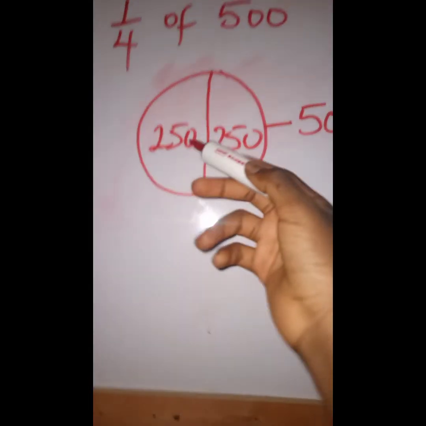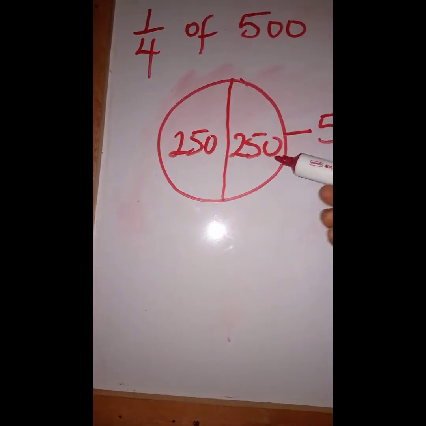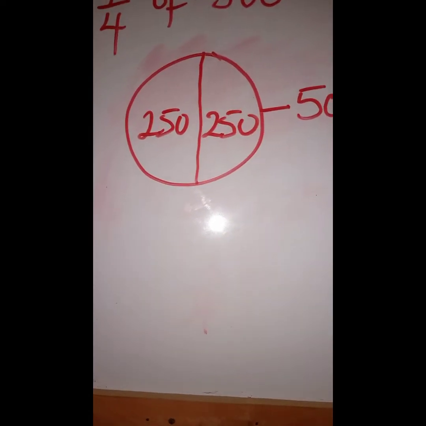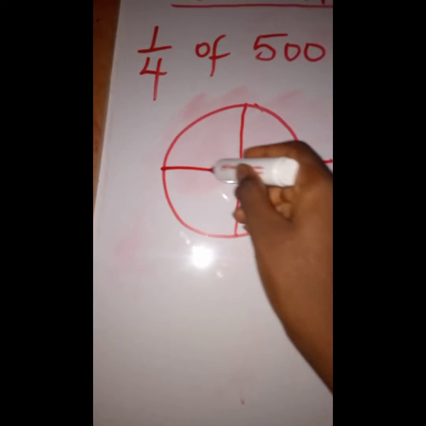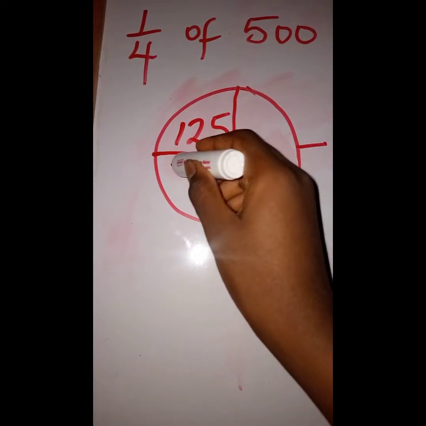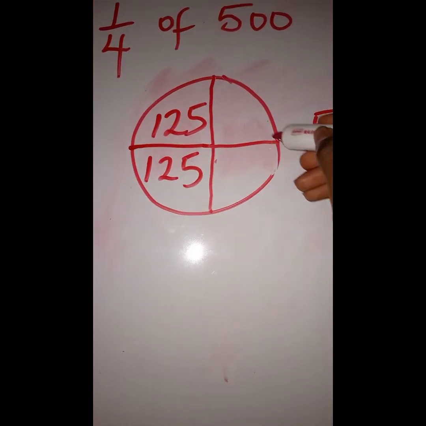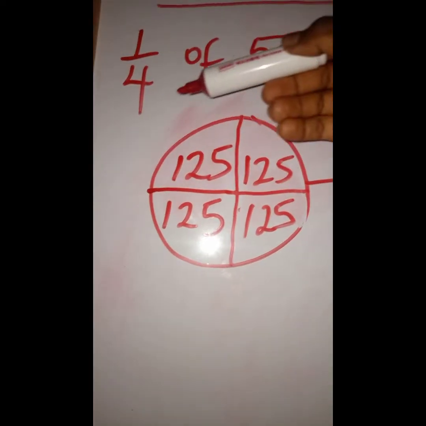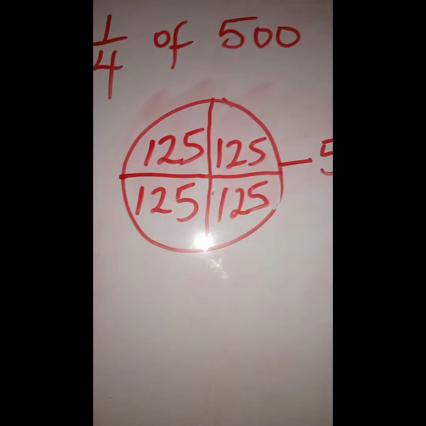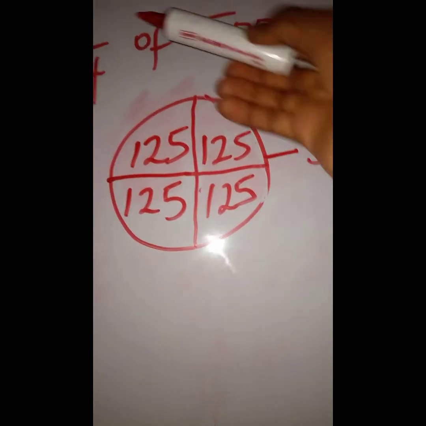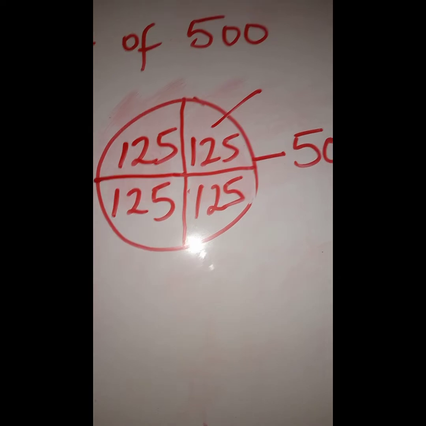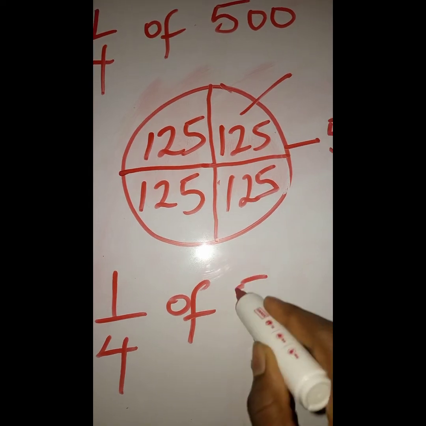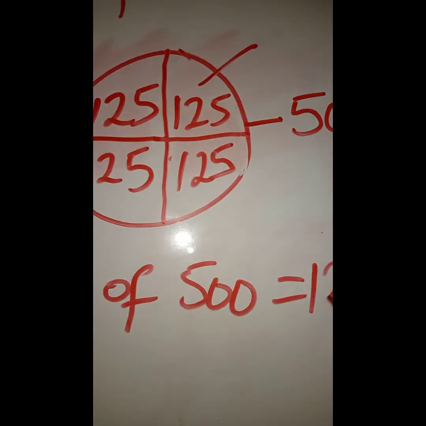So that means we're now going to find the half of 250 and the half of this 250. So what's the half of 250? Half of 250 is 125. So that means you have 125 and 125. Also here you have 125 and 125. So you're just finding 1/4. So we're only picking one side. The numerator determines how many sides you're going to pick. So if the numerator is saying 1, we're just going with one side, which is 125. That means 1/4 of 500 equals 125.